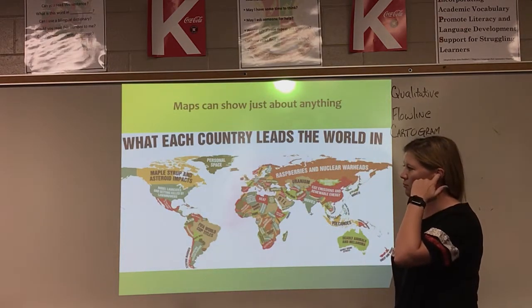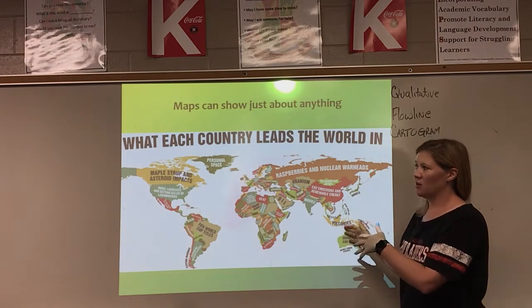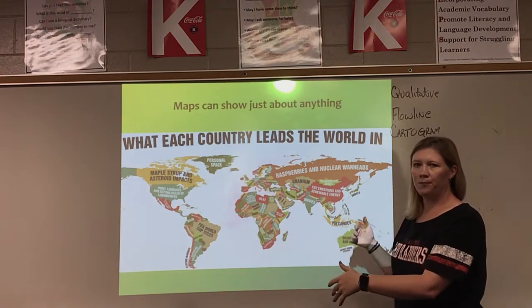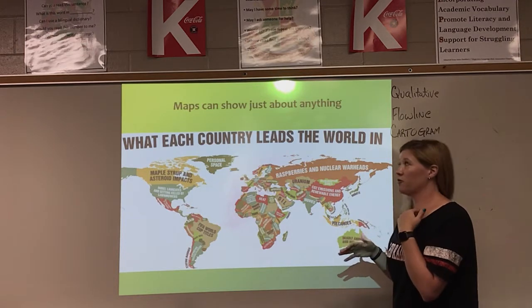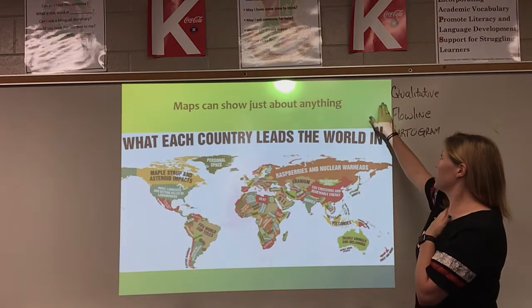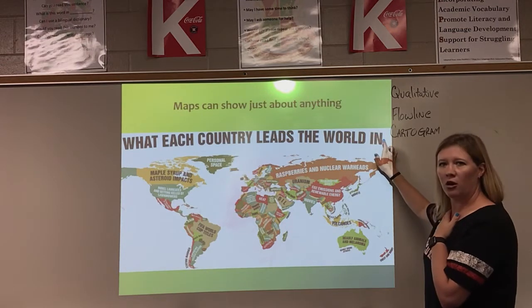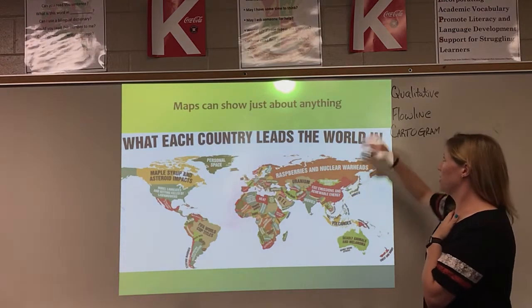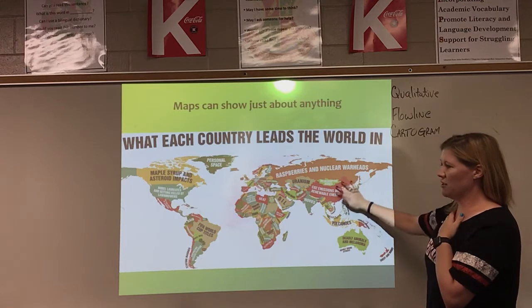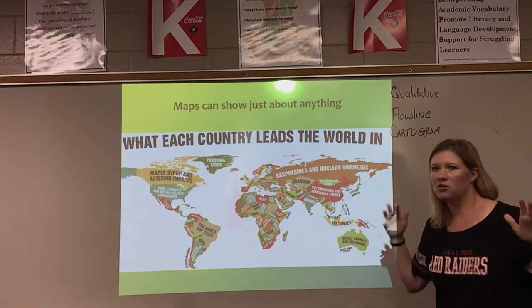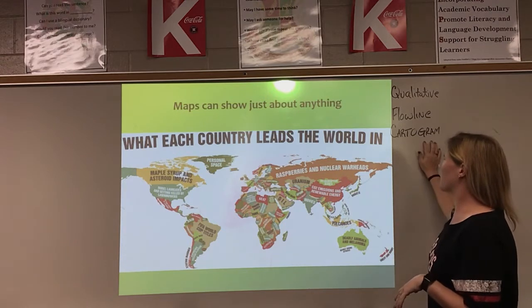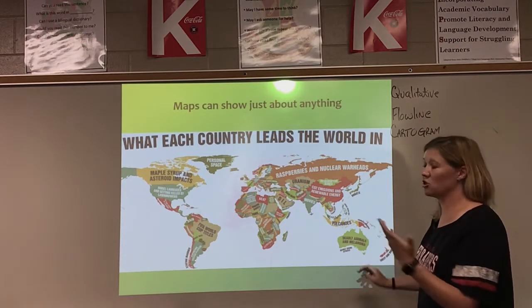Anyway, but what type of map is this? Is it physical or political? No, because the point is not to show us countries and it's not to show us physical features. So then it's got to be qualitative, flow line, or cartogram. Are there arrows? Nope, so it can't be flow line. Is everything the right shape and size? Yeah, other than natural distortions, so it can't be cartogram. So it's got to be qualitative because it's showing you information.